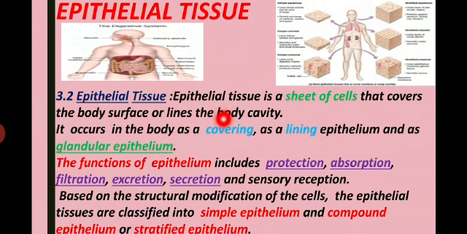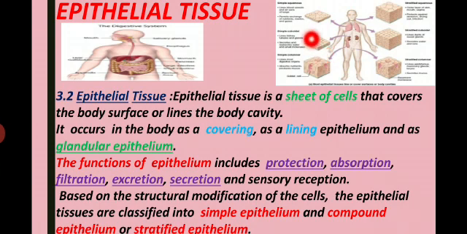Mainly, epithelial tissue functions in covering and lining the human body, and as glandular epithelium. What are its functions? Protection, absorption, filtration, excretion and secretion, and also sensory reception. Based on the structural modifications of the cells, epithelial tissue can be classified into two types: simple epithelium and compound epithelium.